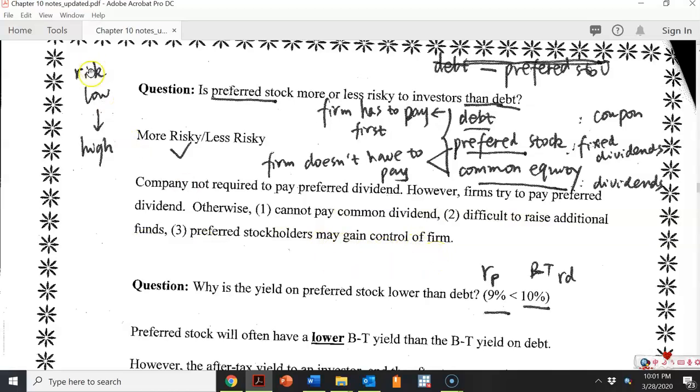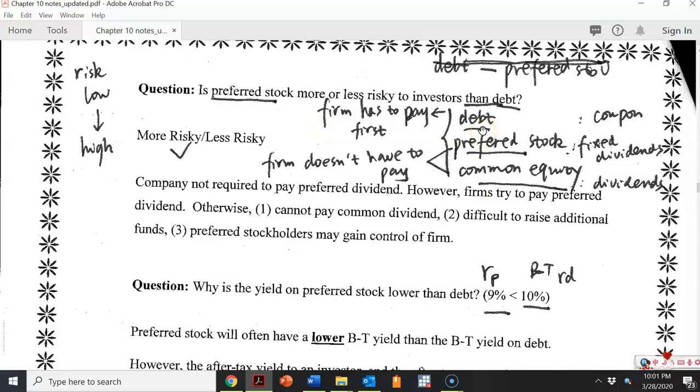So the risk level from low to high is from debt to preferred stock to common equity. Debt is of the lowest risk. Preferred stock is in between. Common equity has the highest risk. The firm has to pay debt first before it pays preferred stock and common equity. And the firm can go bankrupt if it's not able to pay its debts.